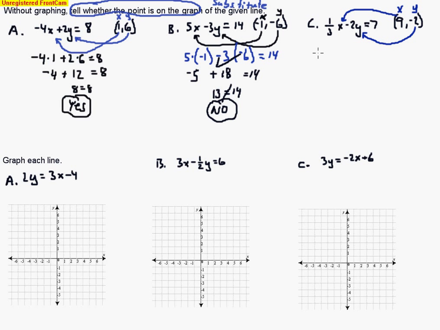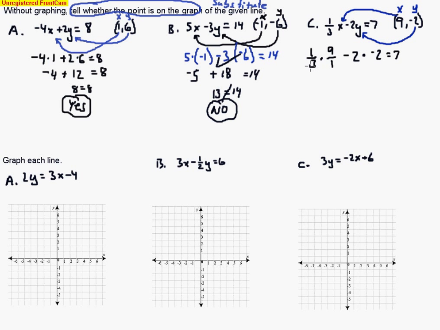It's 1/3 times 9. Now I'm going to write 9 as a fraction, 9 over 1, minus 2 times, and then I've got that negative 2. And then it should equal 7. If it does, again, we say yes. If it doesn't, we say no. So let's see if it does.